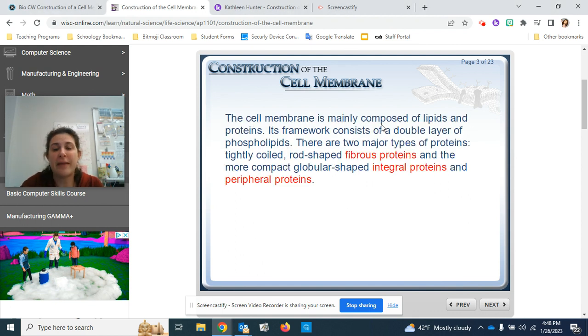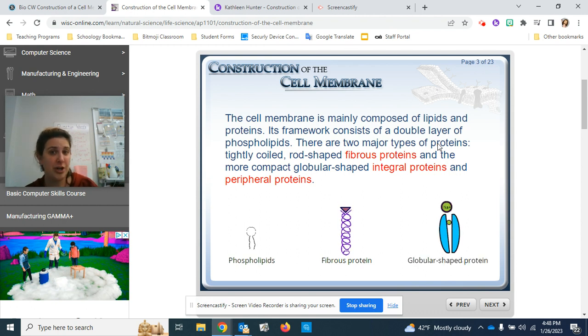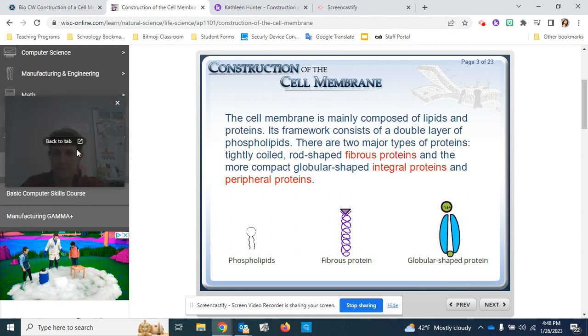The cell membrane is mainly composed of lipids and proteins, right? So mostly those phospholipids that we saw. So mostly a double layer of the phospholipids. There are two types of proteins. We're not going to worry about the difference in the names of them so much, right? There are rod-shaped fibrous proteins and then globular-shaped. It doesn't matter, right? Phospholipids make up that barrier part. Fibrous proteins span through the membrane.